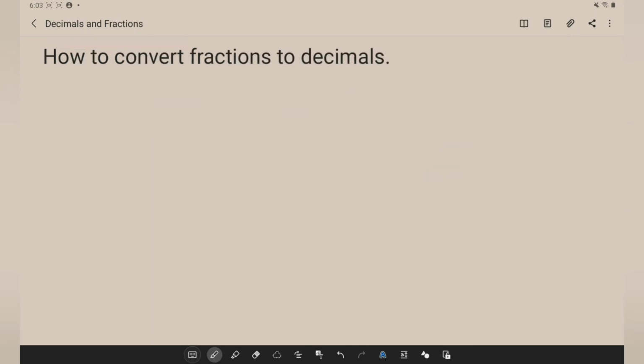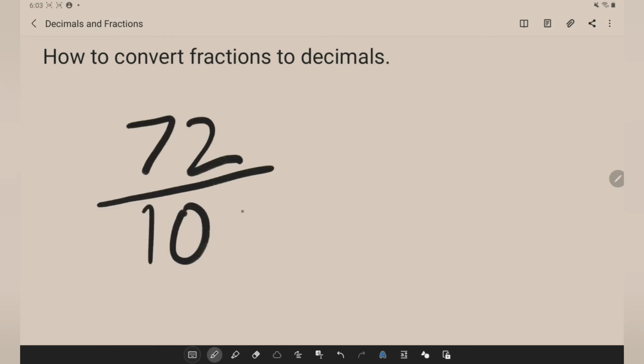Now, how to convert fractions to decimals? Let's take the example 72 by 100. Actually, let's do 72 by 10. So if you see, I have put 72 7 times more than 10. Now, as you saw up here, I made the 2 go in the middle because the number was before the decimal. Now, how do I do that with fractions?